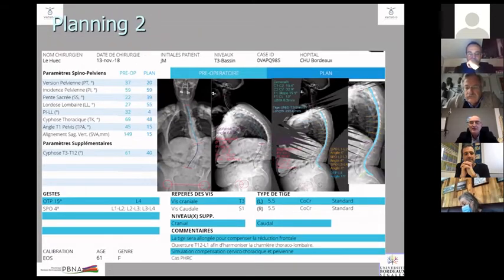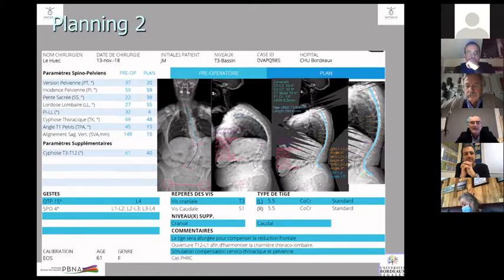So they proposed a second planning with more osteotomies. I said, this is not the reality. This patient has a pelvic incidence of 60 degrees, and he should have a higher lordosis than this, and not such a long kyphosis on top.